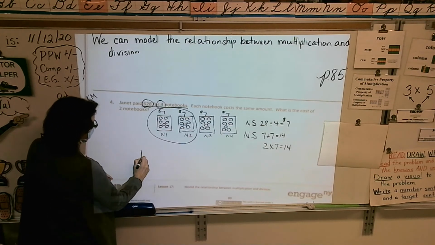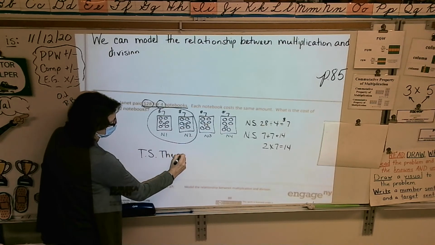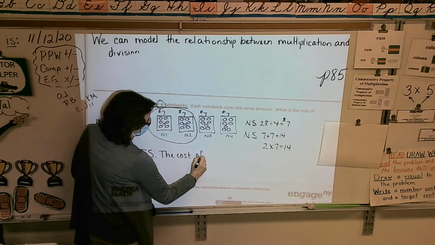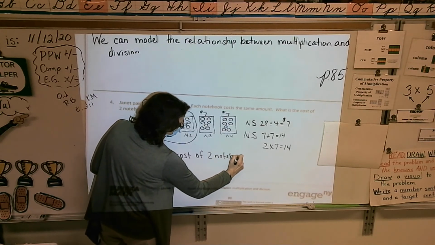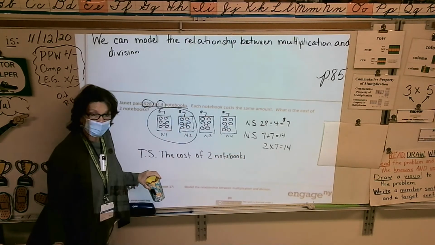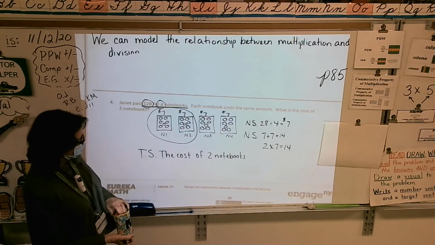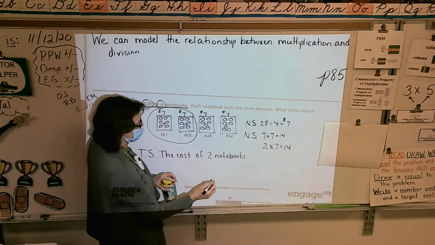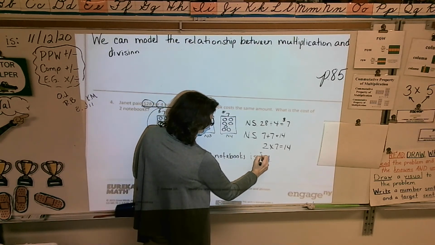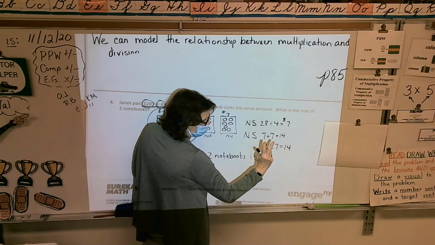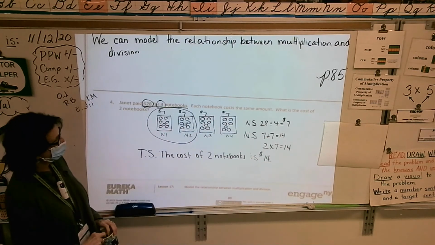What is the cost of 2 notebooks? So we're going to write the cost of 2 notebooks. Now you see why Mrs. Reed has you answering in complete sentences? Because she could understand. When you write your target sentence, you're answering the question. The cost of 2 notebooks is, and we decided it is what, Corbin? $14. Yeah, very good. Nice job, boys and girls.